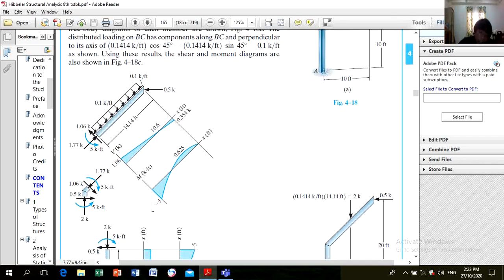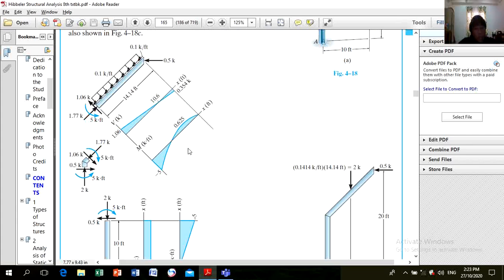So here, you have negative 5. Just solve the value of x. So it will be negative 5 plus 1/2 times x times 1.05. It will give you a value of 0.625. Therefore, this area is also 0.625. So it will become 0. So this is the moment diagram.